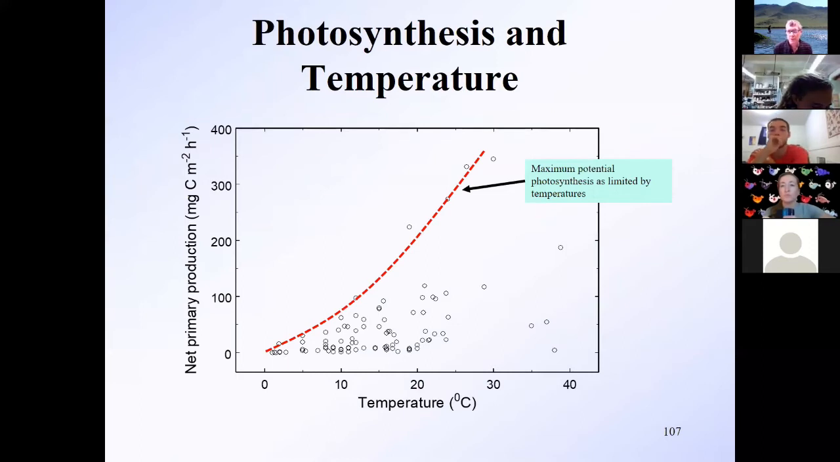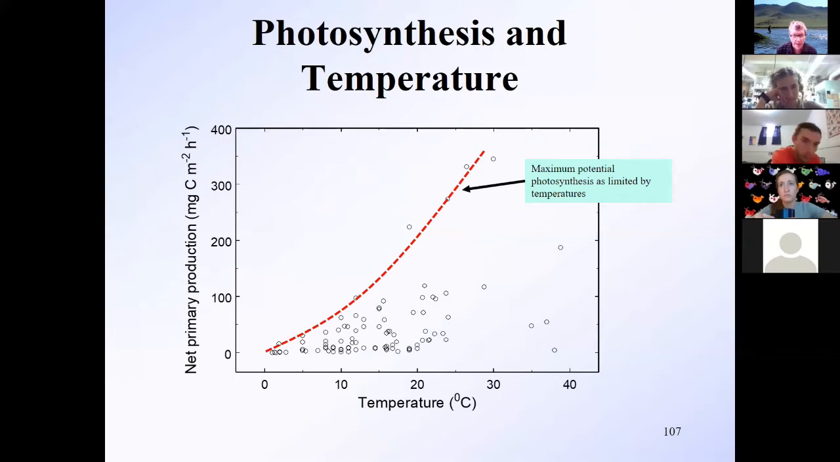Other factors can influence photosynthetic rate as well as light, including temperature. And so if we have net primary production, based on carbon, as a function of temperature, we can see that there's a whole bunch of studies that have been synthesized here, but there's an upper envelope. And that's what the maximum potential photosynthesis is, as limited by temperature. And we'll talk about temperature several times in this class, but essentially you have an exponential increase in the rate of metabolism related to temperature.